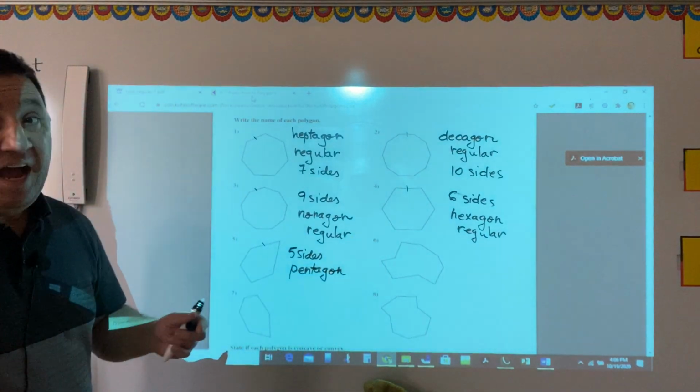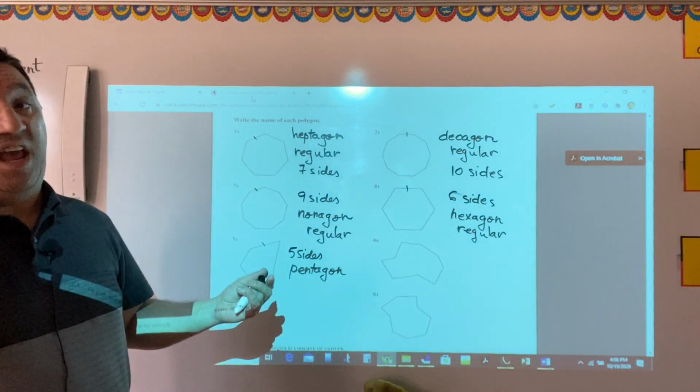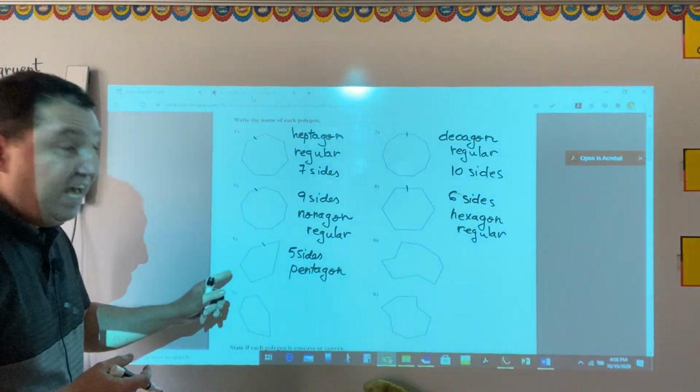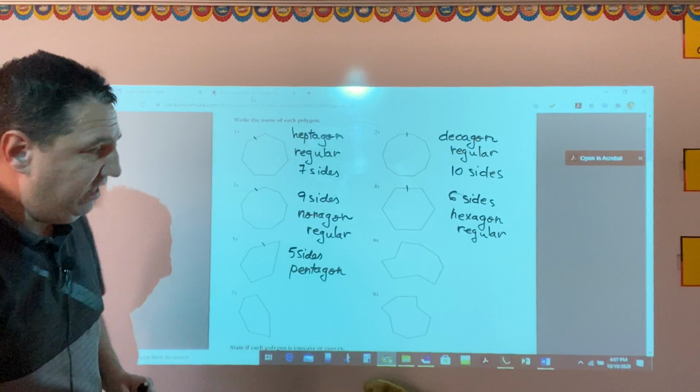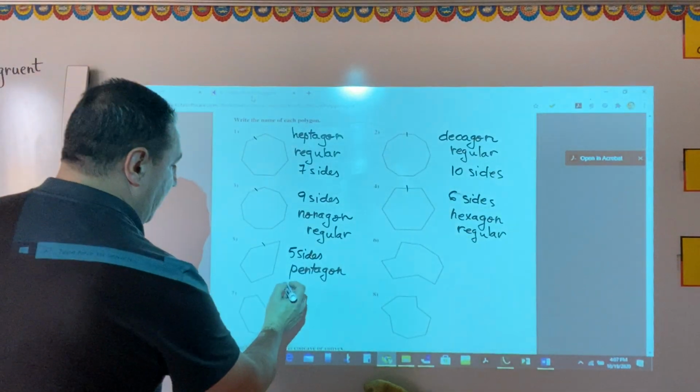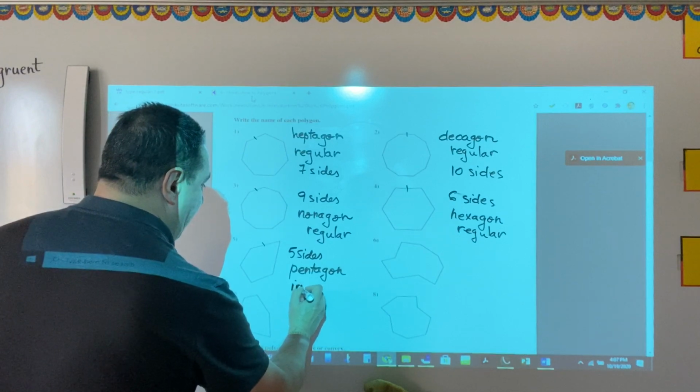But this time, the pentagon is not regular, but irregular. Why? Because as you can see, sides are different, right? They are not equal or congruent. So, it is irregular.